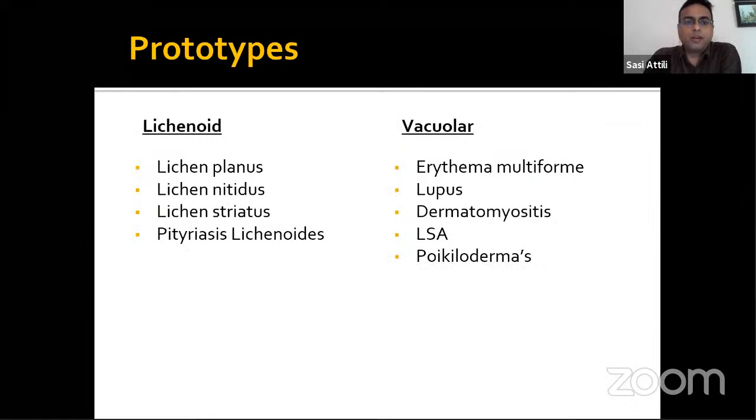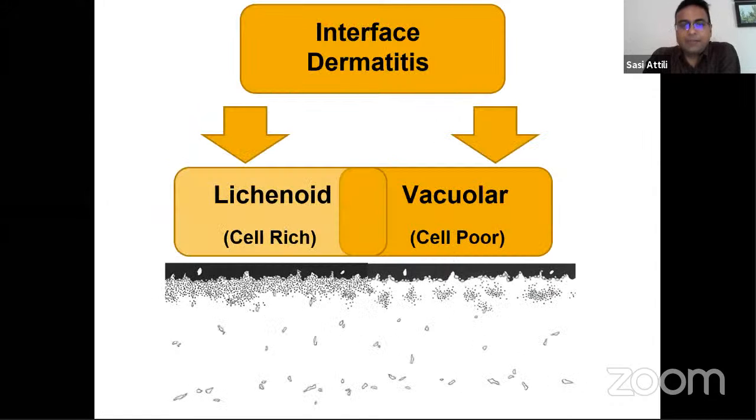The prototypes of lichenoid interface dermatitis, i.e. cell-rich interface dermatitis, are lichen planus, lichen nitidus, lichen striatus, and pityriasis lichenoides. The prototypes of vacuolar interface dermatitis traditionally are erythema multiforme, lupus, dermatomyositis, lichen sclerosus, and poikiloderma. All right. Having said that, as I mentioned repeatedly, the differentiation is not so clear-cut.